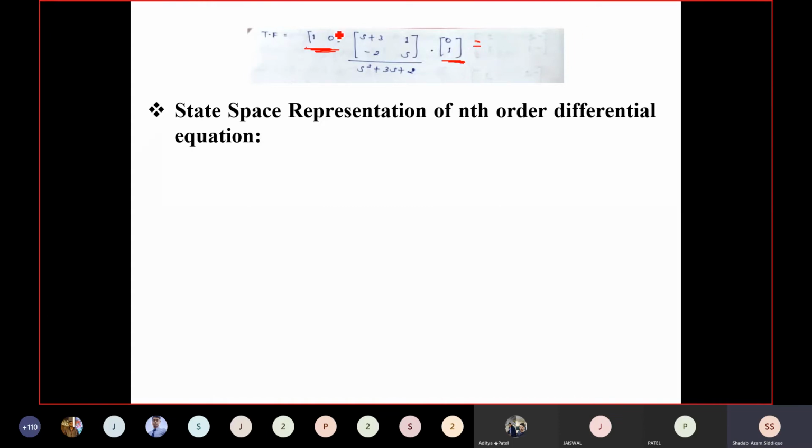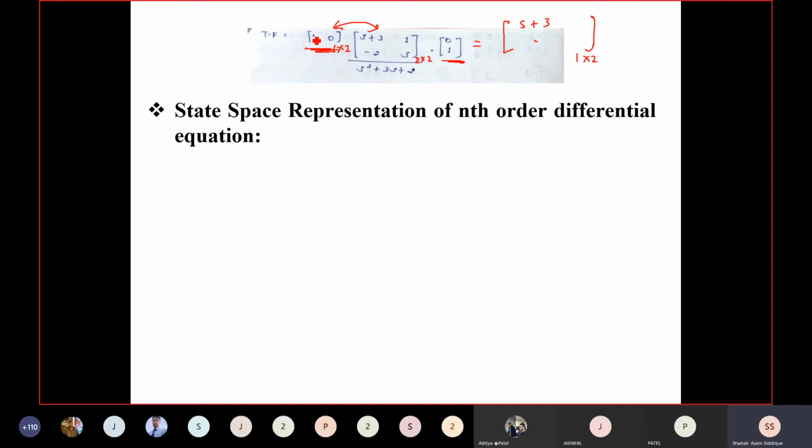So now what will happen? I will multiply these two. So 1 multiplied with this one, S plus 3, will get S plus 3. Now 0 multiplied with this row will multiply with the column, so 0 with this will get 0. So what is the order? This is 1 cross 2, and this is 2 cross 2. So the overall result will be a 1 cross 2 matrix.